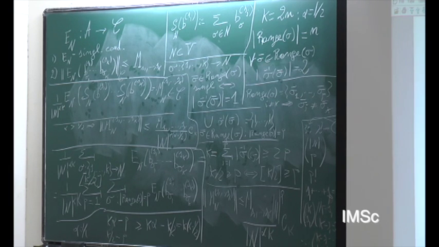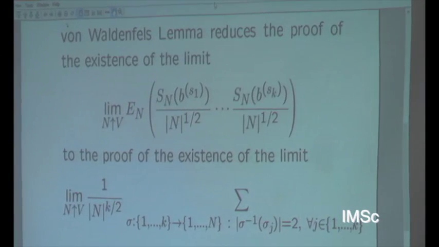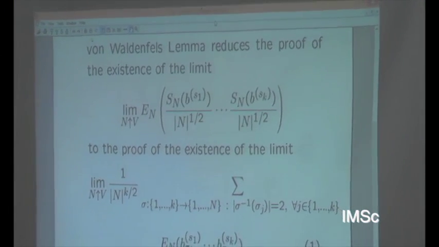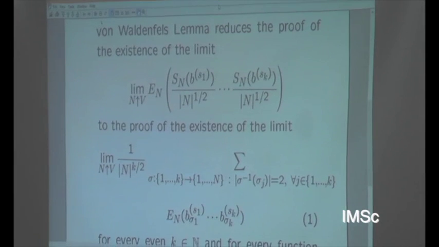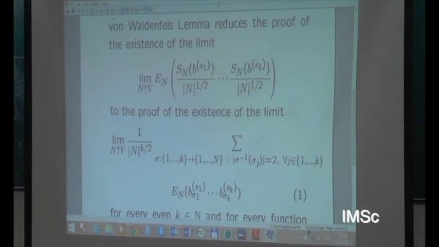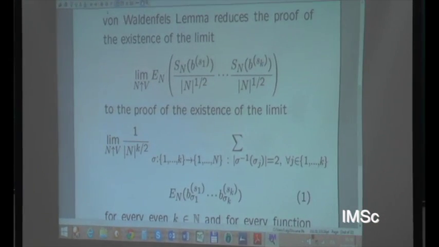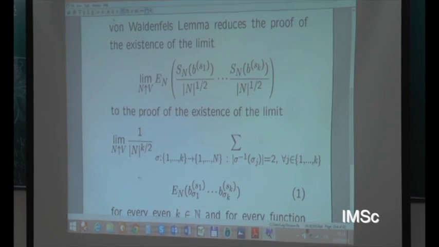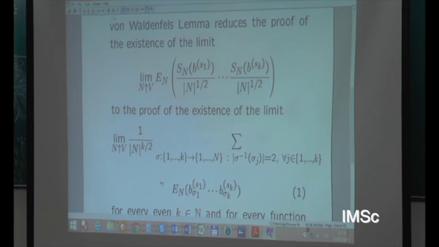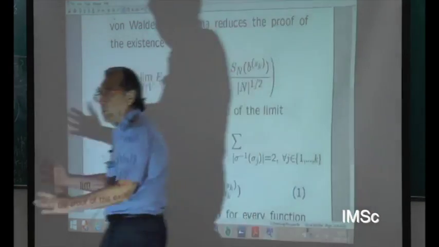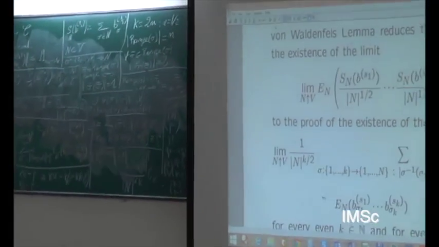Okay. So this is what has been our result. We have shown that this limit is equal to this. In what sense? In the strong sense that this limit exists if and only if this other limit exists. And in this case, they are equal. Okay? So this is what we have proved. We have reduced the problem.